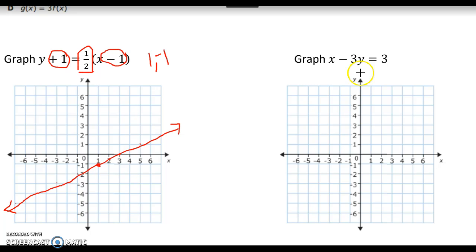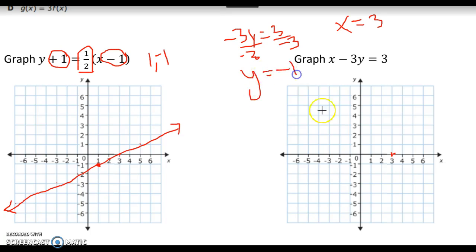Now for this graph, we can do the cover-up method, which is that I ignore this 3x here, so I would get x equals 3. So I would plot that on my x-axis right here. And then I would also do negative 3y equals 3. That means I'm ignoring the x. So I would divide by the negative 3. This says y is equal to negative 1. So I put a dot at negative 1.